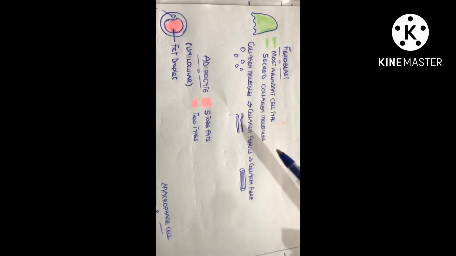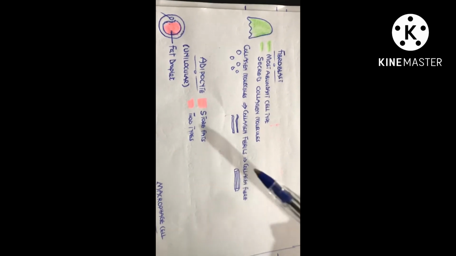So let's take them one by one. We have the fibroblasts. This is how the fibroblasts look; this is just a drawing. The fibroblasts are the most abundant cell type in the body. They secrete collagen molecules, which come together to form collagen fibrils, and these fibrils come together to form collagen fibers. Some people also say that fibroblasts secrete extracellular matrix.